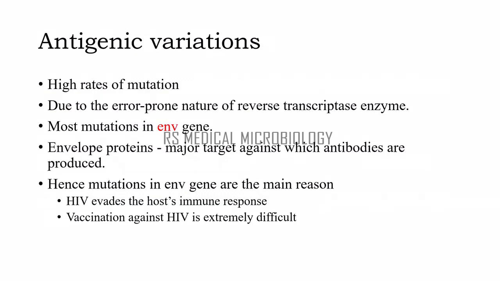Now, the beauty of the HIV virus is the high rate of mutation, and the errors are high because of the reverse transcriptase enzyme, and most of these mutations happen in the envelope genes. So that keeps on mutating. So what will happen? The HIV virus can easily evade the host immune response, and preparing a vaccine against this virus also becomes more difficult.